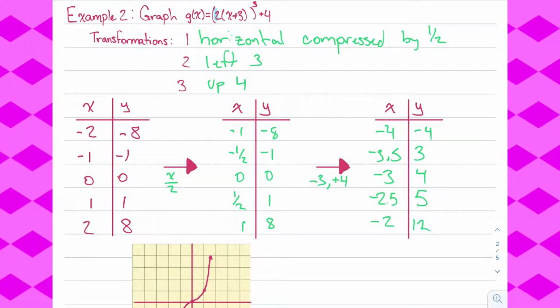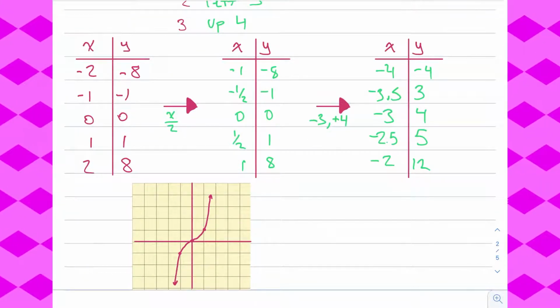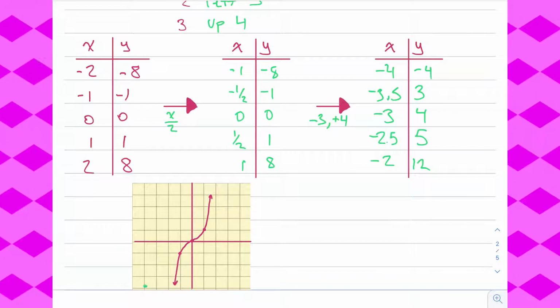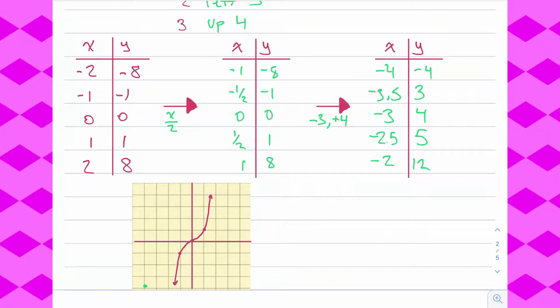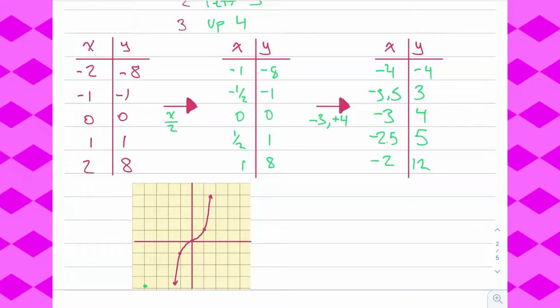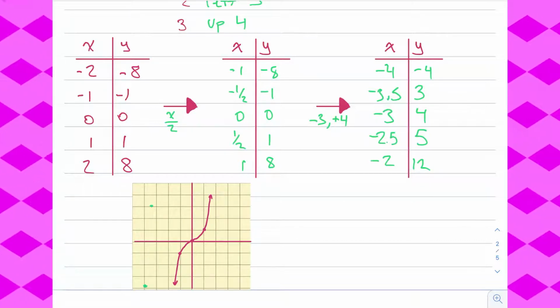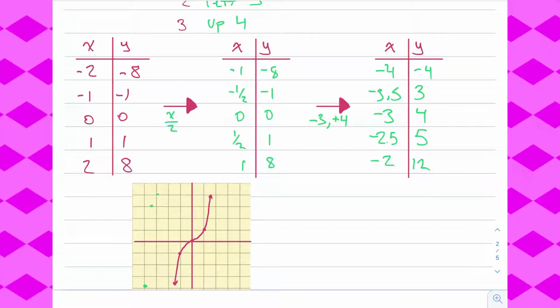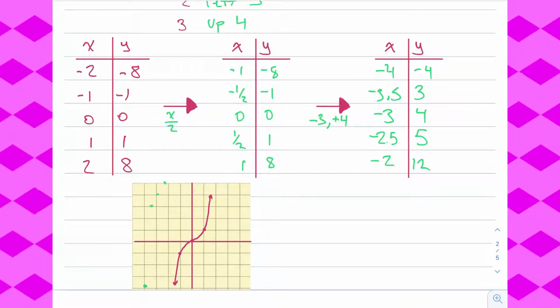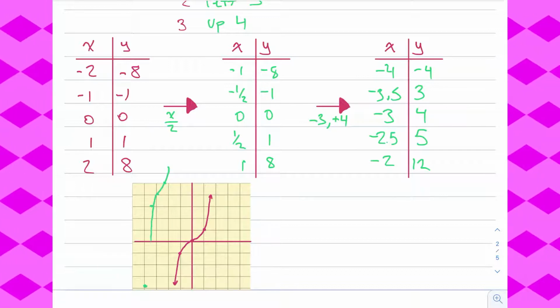And then I'll plot all the points I can. So I can actually fit 4 points on this plot. So I'll start with (-4, -4), (-3.5, 3), (-3, 4), (-2.5, 5). And then we'll give it its distinct S-bend.